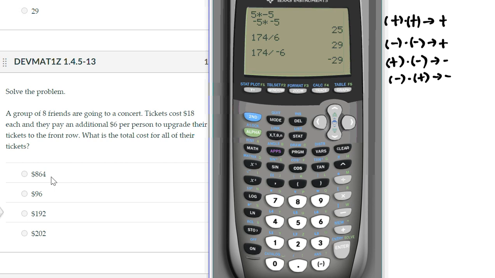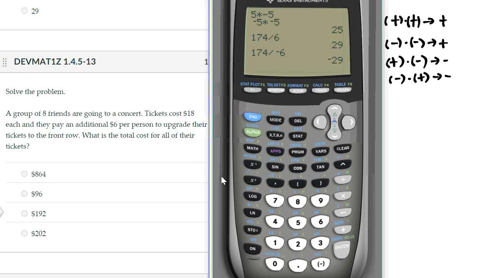Now, let's look at the story problem. A group of 8 friends are going to a concert. The tickets cost $18 each, and then they paid an additional $6 per person to upgrade their tickets to the front row. What is the total cost for all of their tickets?